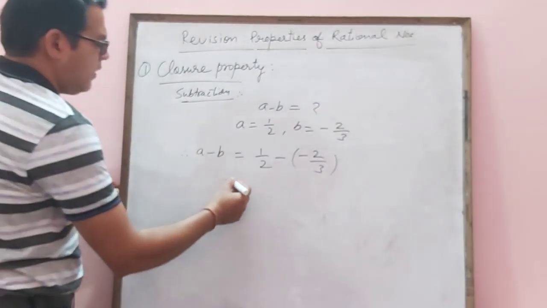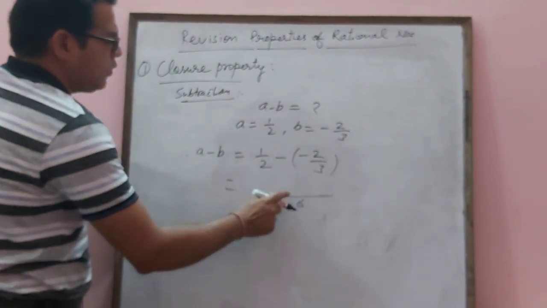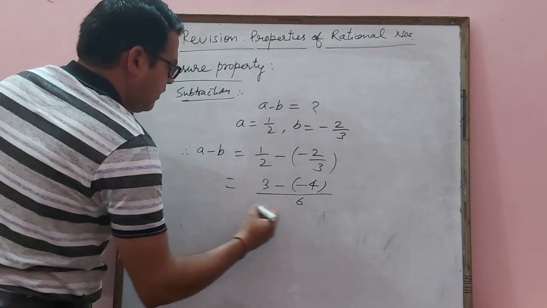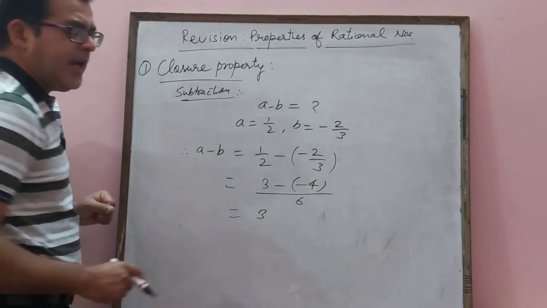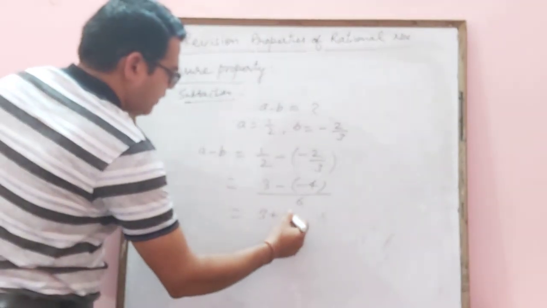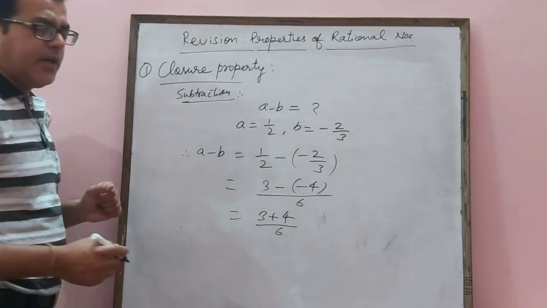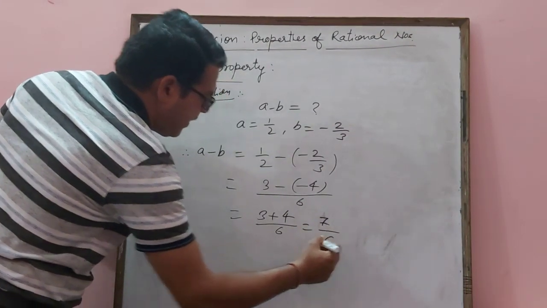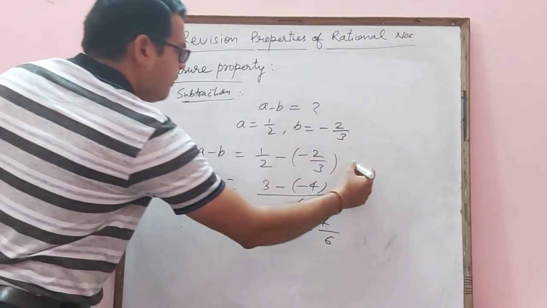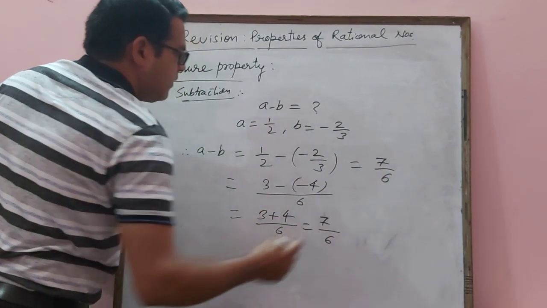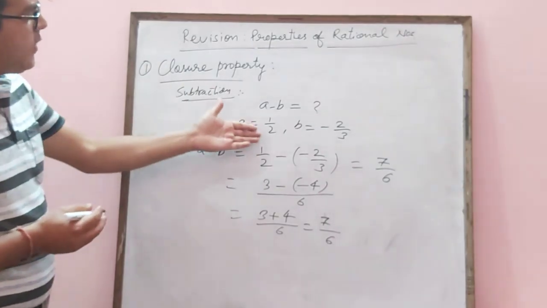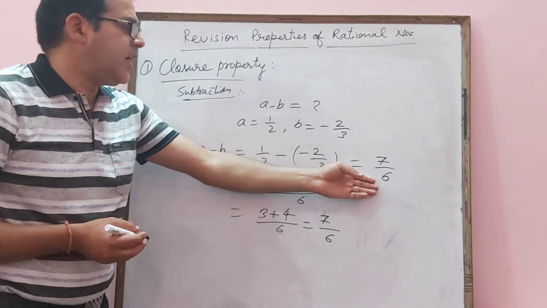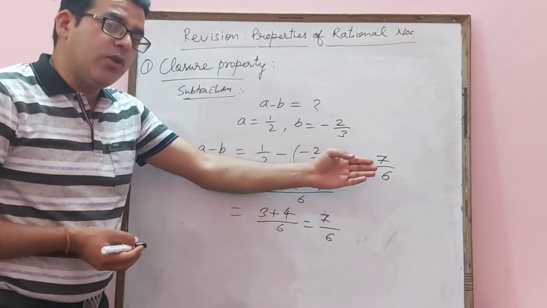LCM is 6, 2 3s are 6, 3 we can write here, and 3 2s are 6 and minus 4 we can write here. Now this minus and minus we can write as plus. So 7 by 6 we have here. It means their difference is 7 by 6. Now you can see 1 by 2 is a rational number, minus 2 by 3 is a rational number, and their difference, that is 7 by 6, is also a rational number.